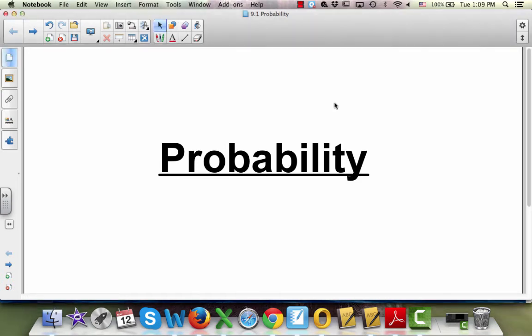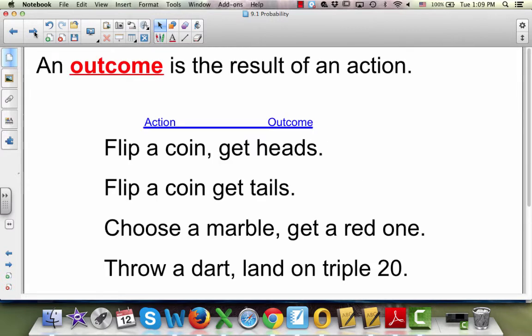We are doing probability. I think you'll probably like this. An outcome is the result of an action. Outcome is the important word here. You have an action and you have an outcome. You flip a coin is the action, you get heads is the outcome. You flip a coin, you get tails, that's the outcome.